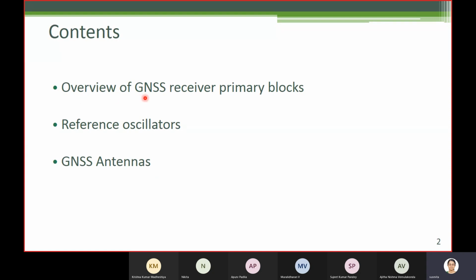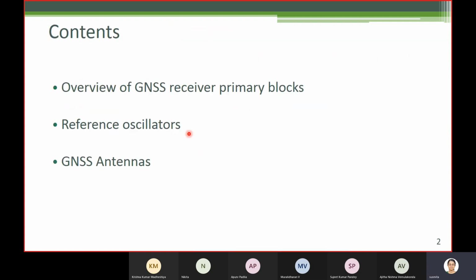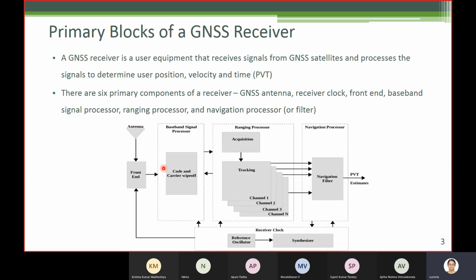First we'll have a brief overview of different receiver primary blocks. Then following this, we will look at each of the primary blocks in little more detail. The first two blocks that we'll discuss are the reference oscillators. The receiver has a clock, the reference, which we call the reference oscillators, and then GNSS antennas. Okay.